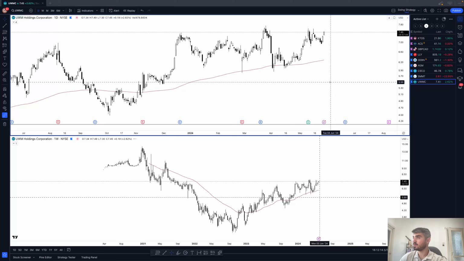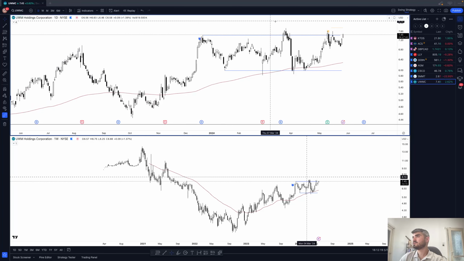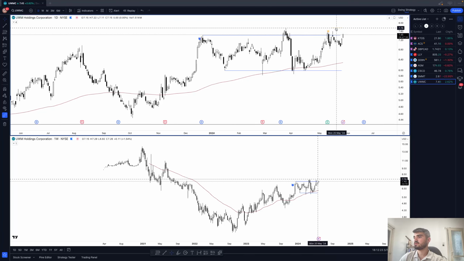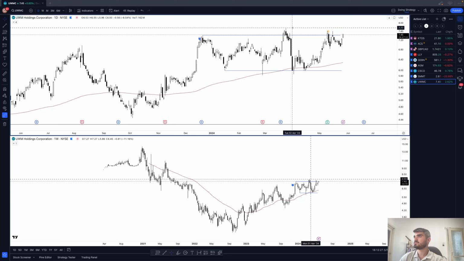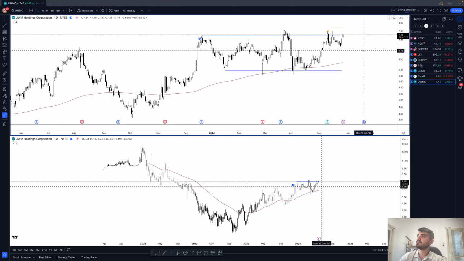UWMC, it looks good. Rectangle to the upside, continuation of the prior uptrend. We need to see a strong break above this swing high, and that's it about this pattern.